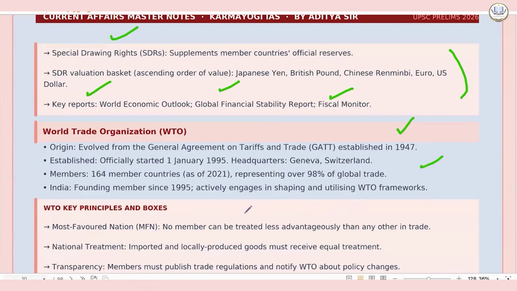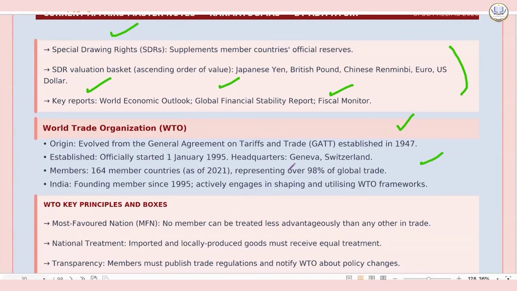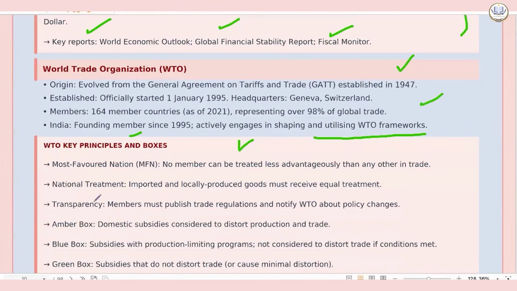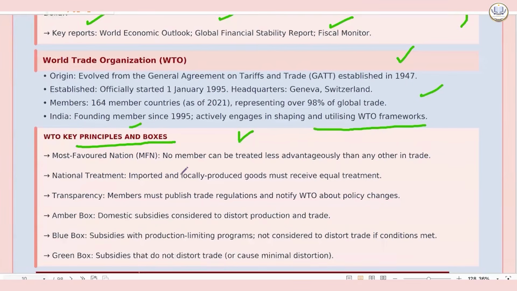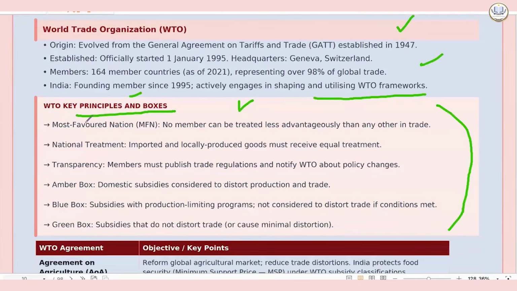Such facts are important for PCS. Almost 98% of global trade is represented through WTO. India is a founding member since 1995 and actively engages in shaping and utilizing WTO frameworks. There are some key principles and boxes which you need to remember. This is important for your prelims. The first is most favored nation, MFN. No member can be treated less advantageously than any other in trade. Second is national treatment: imported and locally produced goods must receive equal treatment. Thirdly, transparency: members must publish trade regulations and notify WTO about policy changes.